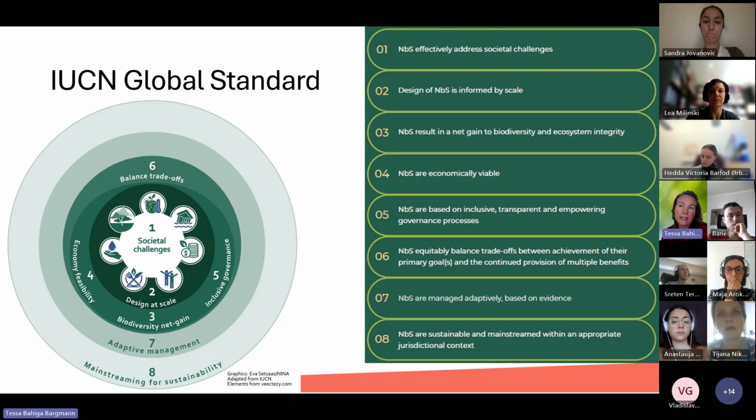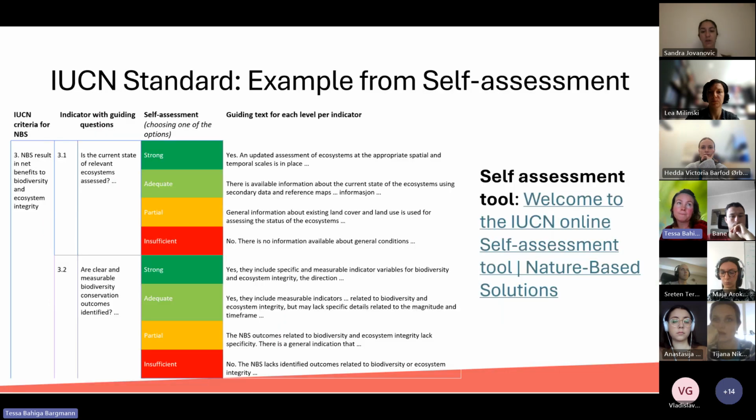Criterion 7 is also linked to this, so that you manage adaptively and based on evidence. That just means that you need to go back and assess that your solution is addressing the societal challenges that you've planned the solution for. And then the last one is sustainable and mainstreamed within appropriate jurisdictional contexts. This again is focused on the longevity of the project, on transformative change and making a difference within policy and management.